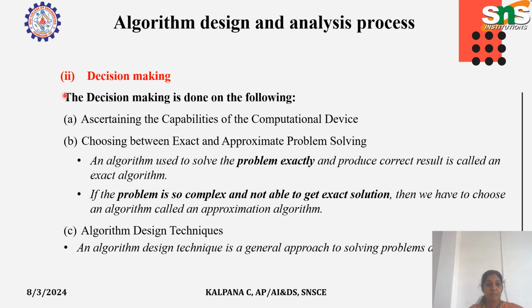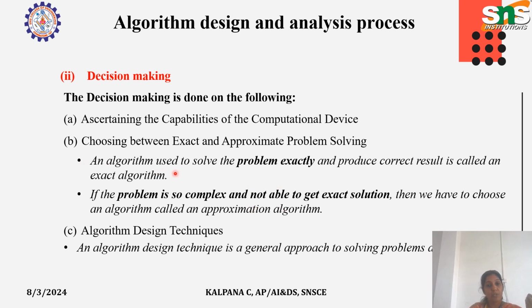So the next step is decision making. The first one was understanding the problem, once we have reached what type of input we are going to give to the problem. The next step is decision making, and it has three things. One is we must ascertain the capabilities of the computational device, so what type of device we are going to use. And next is choosing between exact and approximate problem solving, whether I am going to have the exact output or an approximate output.